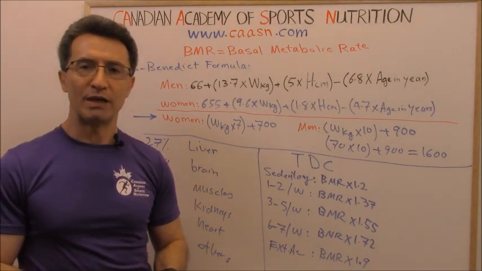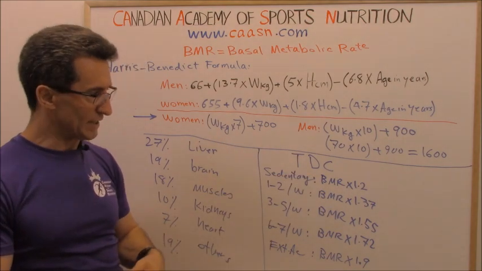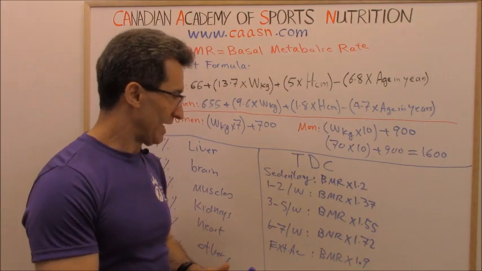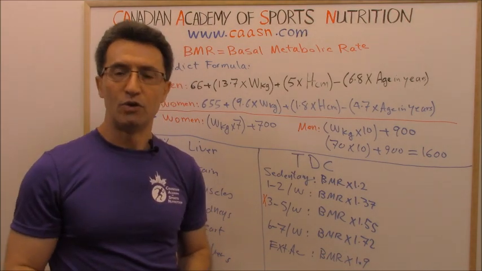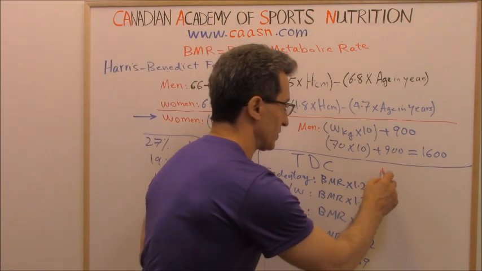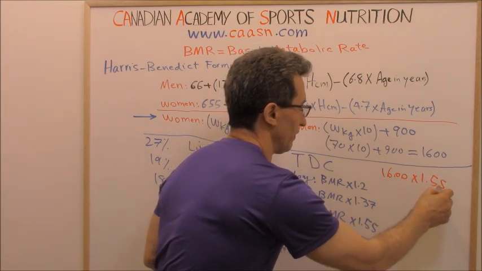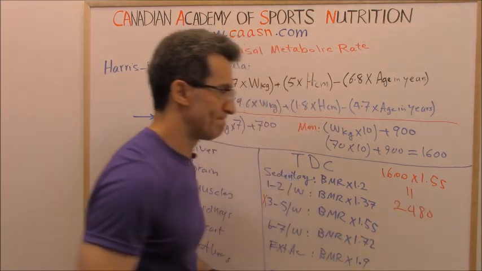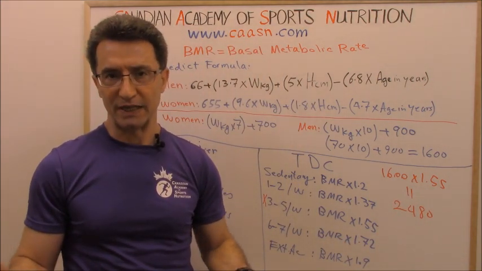So now you know how you could calculate your BMR. Then when you know your BMR, you need to know the level of your activity, and you take it to this chart. For example, right now I know my basal metabolic rate is 1600, and definitely I'm going to be in here because I exercise 3 to 4 times per week. So 1600 times 1.55, I believe I'm going to get 2480.